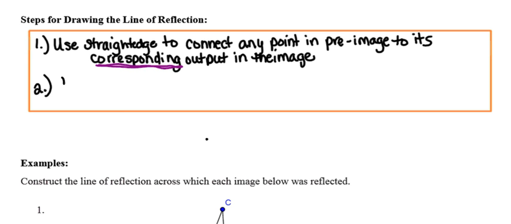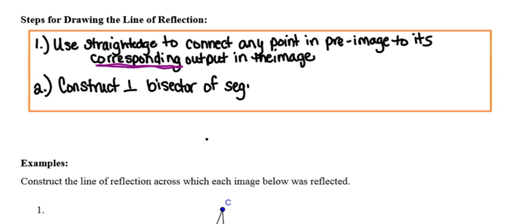In step 2, construct the perpendicular bisector of the line segment that you drew in step 1. Because again, that perpendicular bisector is the same as the line of reflection. That's a big idea for today's lesson.